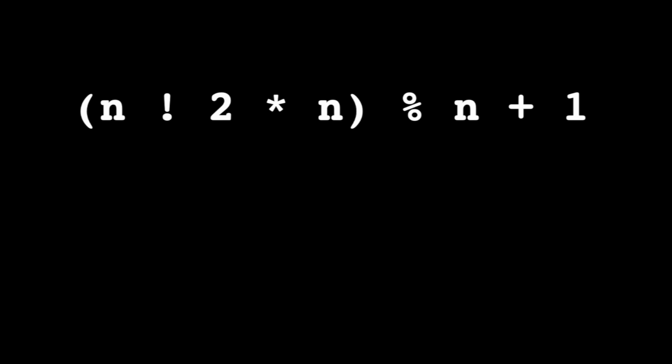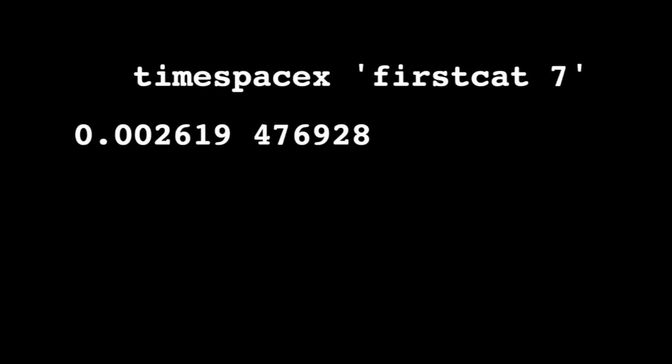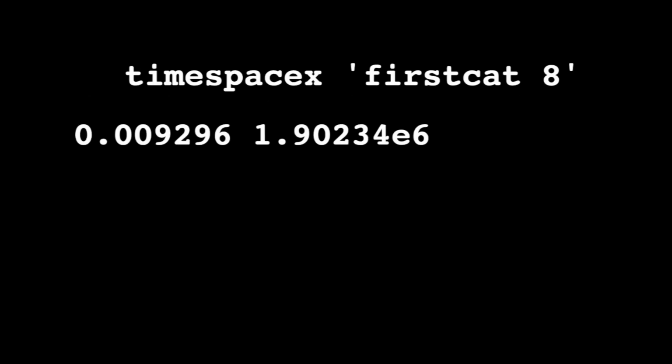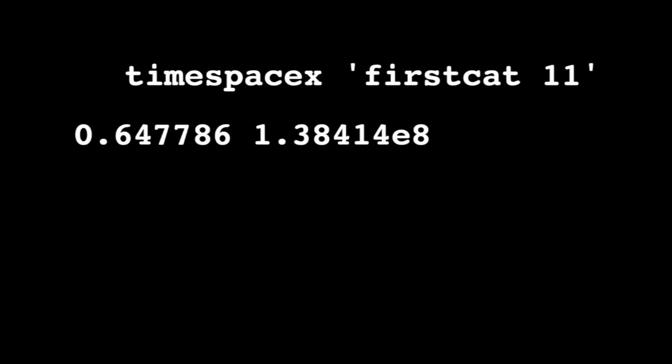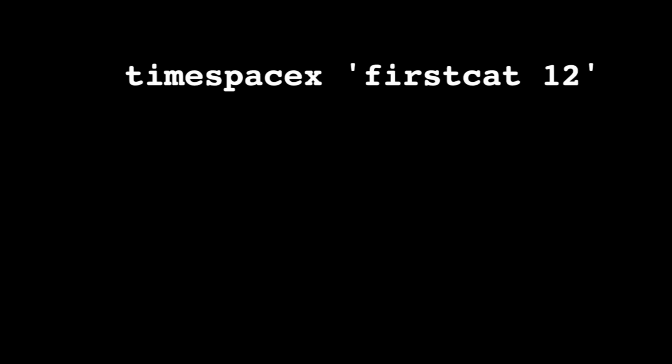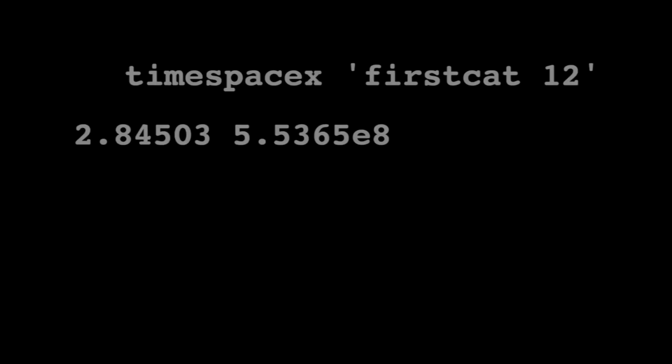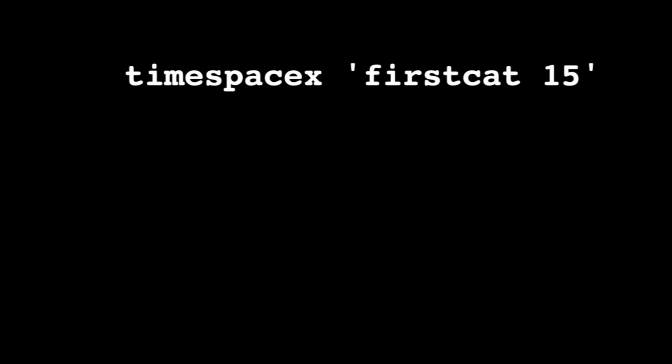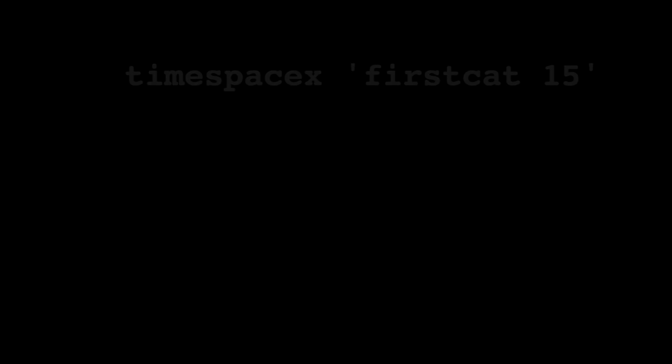In the meantime, measure how FirstCat performs on your computer using Timespacex. It will give you a sense of how far your resources would get you if you tried to calculate the millionth Catalan number in this way. But start with numbers that are small, under 8, until you have a sense of the time and space requirements, or you could be waiting a very long time for the results.